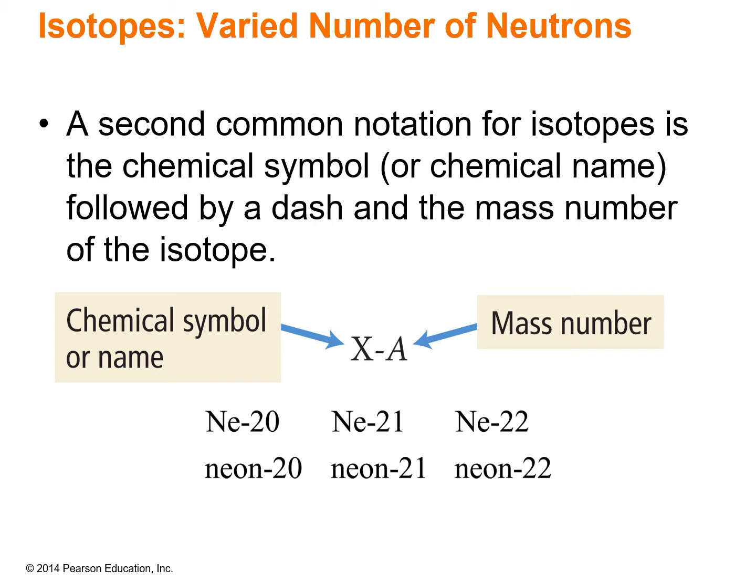Another way that you'll see isotopes written is the chemical symbol or chemical name, followed by a dash and the mass number of the isotope. So here we have that same Ne-20 or neon 20, Ne-21 or neon 21, and neon 22. Either way you see it written, it's still giving you the identity of the element and its mass number. Therefore, you can figure out the number of neutrons.